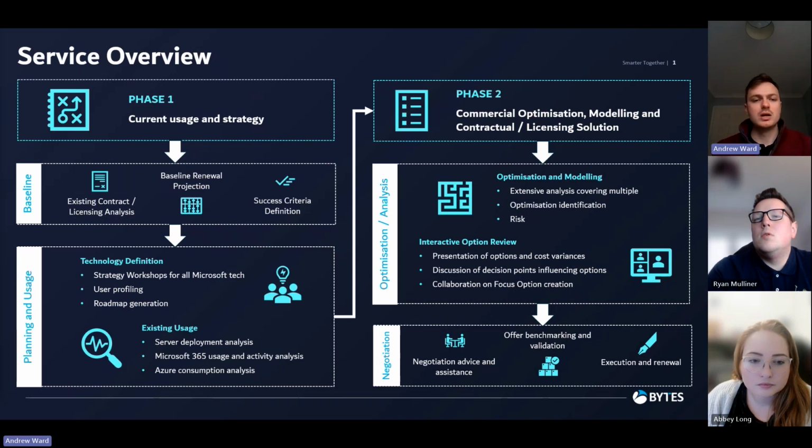As we know, renewal conversations, although if we're on CSP it might just be for 12 months, really aren't just about 12 months. We're looking at 2 years, 3 years, 5 years, particularly with new products coming into the fray with Copilot. What's that going to look like in 3 years' time? We start to build that out, and then we move into our optimization analysis.